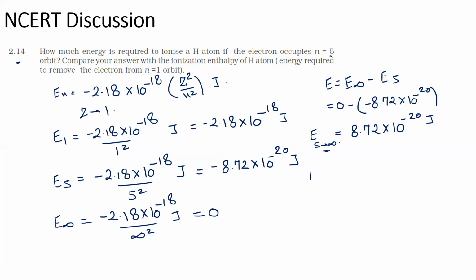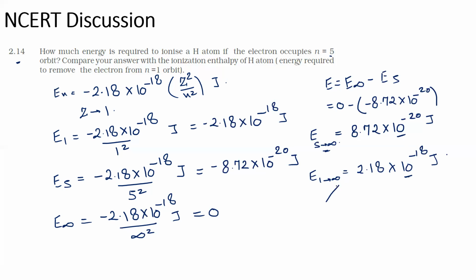Now what happens if you remove an electron from the first orbit? So this would be 2.18 into 10 to the power minus 18 joules. If we compare both these expressions, then definitely this is 10 to the power minus 18 and this is 10 to the power minus 20.